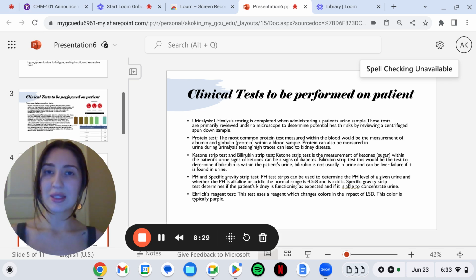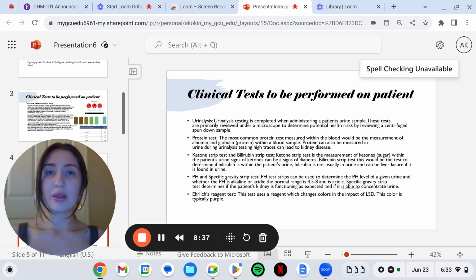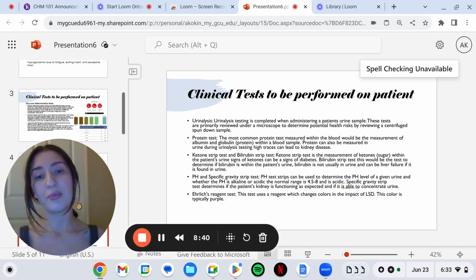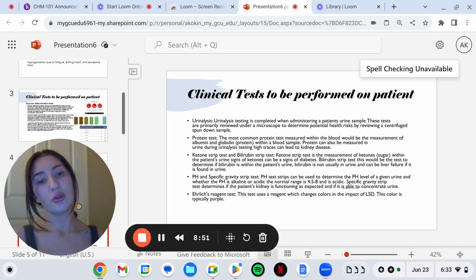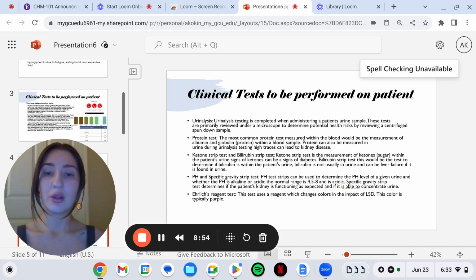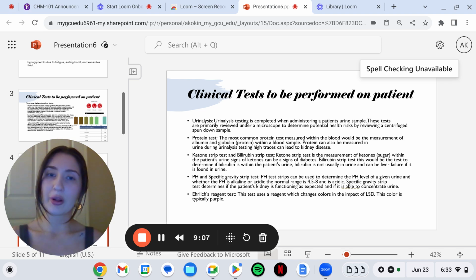Specific gravity strip test and pH test will be determined to find out the pH level of the urine, so whether the pH is going to be acidic or alkaline. The specific gravity strip test determines if the patient's kidney is functioning as expected and is able to concentrate urine as normal and expected. The Ehrlich's reagent test will determine the impact of LSD, and the color is typically purple for that test result.